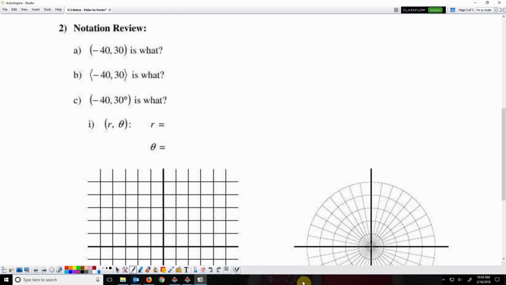Hey guys, today we're going to talk about polar coordinates and how we can convert those to vector components. So here's a little bit of review of notation. When we see parentheses, comma, a couple numbers there, that's just a coordinate point, an x and y coordinate.